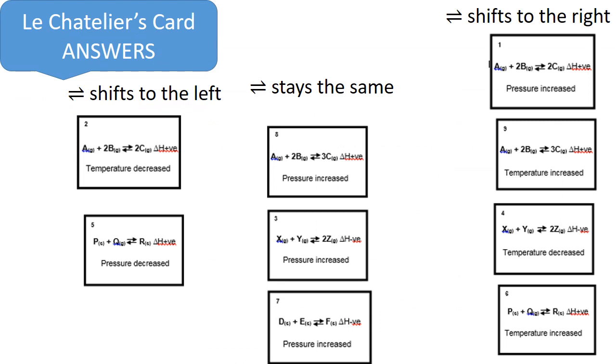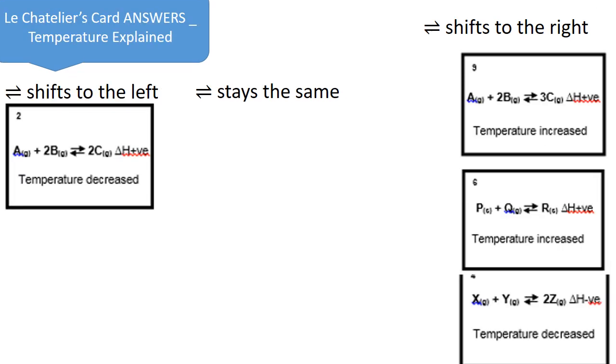So here are the answers, and I'm going to explain in the next slide or two why the temperature ones changed the way they did and why the pressure ones did. So we know from our previous work that an increase in temperature favours the endothermic reaction. The endothermic reaction has a positive delta H because it takes in heat energy from the surroundings and has therefore a cooling effect on the system.